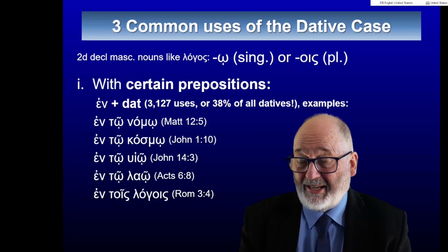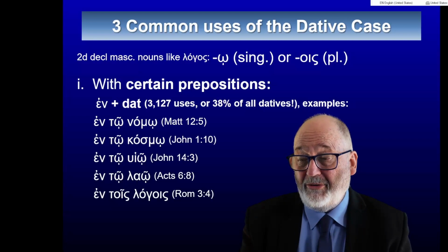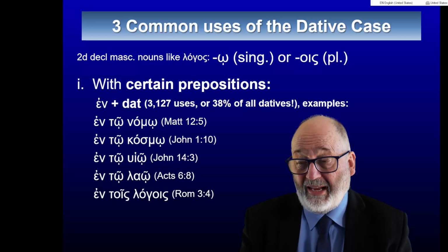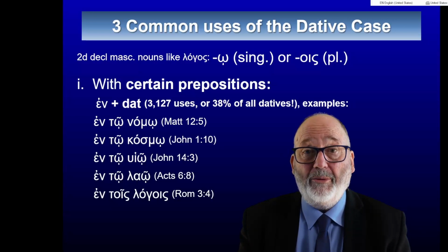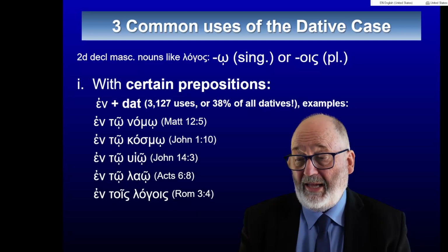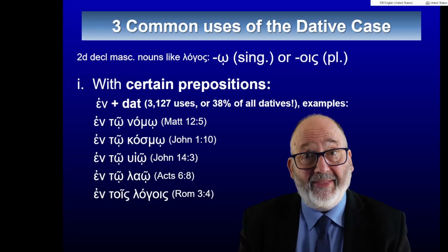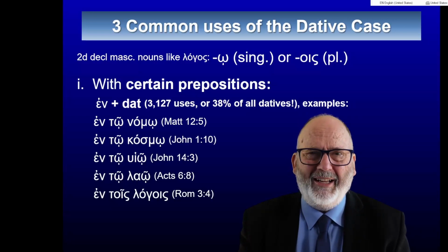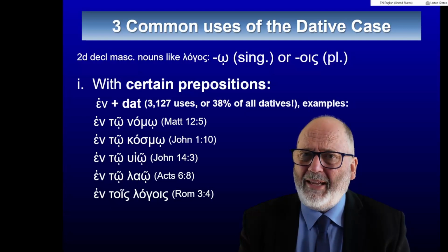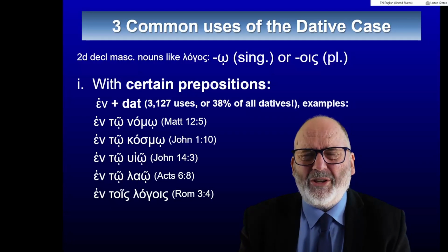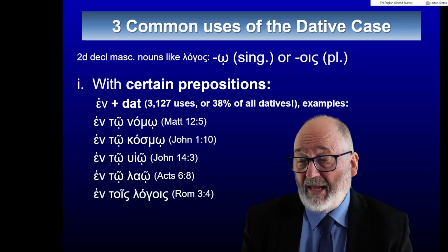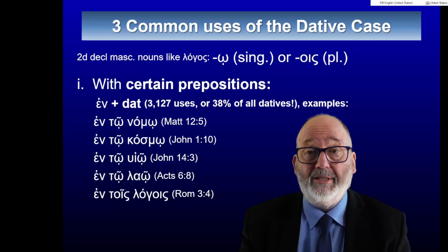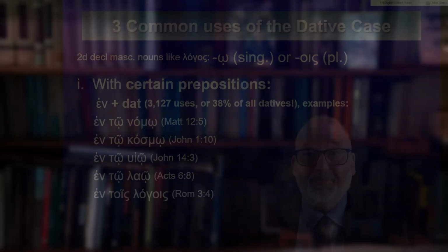Here are some examples just taken from the New Testament. En to nomo from Matthew 12, in the law. En to cosmoi, in the world or in the cosmos. En to huio, in the son, believe in the son. En to leo, well, you could say in the people, but you will find it translated most often as among the people. The English idiom isn't quite the same as the Greek idiom. And en tois logos, in the words.